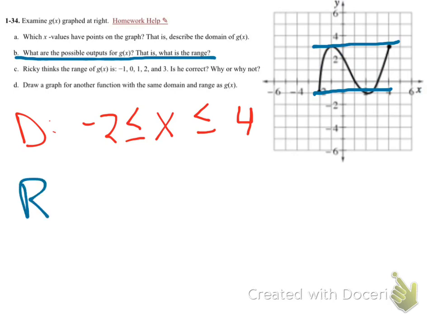So the range is going to be -1 is less than or equal to y, which is less than or equal to +3. Again, I know it's "or equal to" because of the closed circles, it actually touches that point.